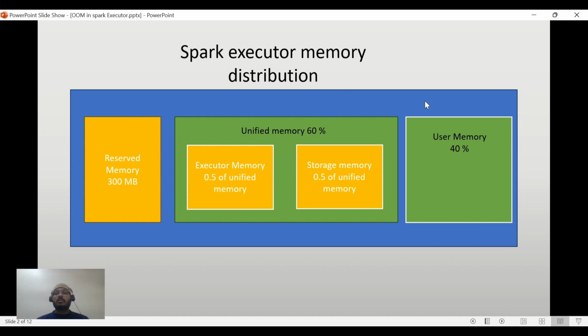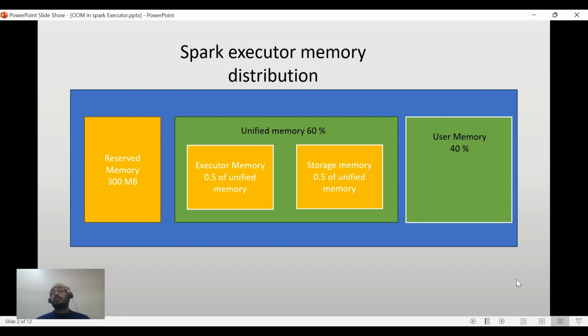Suppose this blue box can be considered as an executor, and inside it we have reserved memory. Then we have unified memory, which is 60% of the remaining memory after subtracting the reserved memory. In Spark 1.6 plus versions, the reserved memory is by default fixed at 300 MB. It holds the Spark objects and whatever Spark requires to execute a task. So it is defined in reserved memory. Then this is the user memory, which is 40% of the remaining memory. You can take a screenshot of this for your reference.